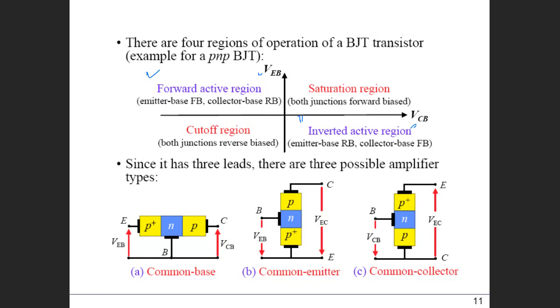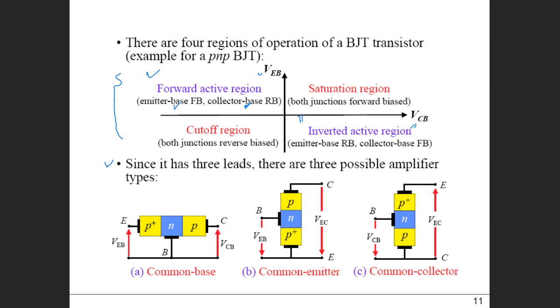For example, if we apply the transistor in the forward active region, then you have to understand that the transistor's emitter-base is going to be forward biased, and collector-base is going to be reverse biased. That is what you should understand as the different regions of operation for this BJT.